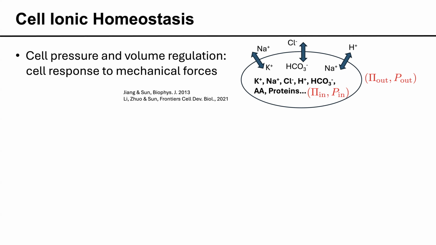I came from the mechanobiology field. We are interested in the question of how cells respond to mechanical forces. Very soon we realized that this question is tied together with cell ionic homeostasis. That's because ions are the most abundant species in the cytoplasm, and different kinds of ions, especially potassium and sodium, are in high concentrations. Together with proteins and amino acids, they ultimately determine some of the important physical parameters in the cytoplasm.